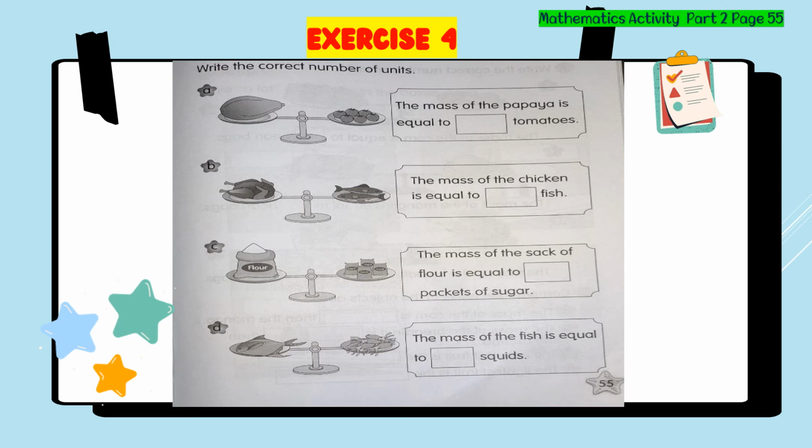Exercise 4, mathematics activity book part 2, page 55. Look at the instruction. Write the correct number of units. The mass of the papaya is equal to 6 tomatoes. The mass of the chicken is equal to 2 fish. The mass of the sack of flour is equal to 4 packets of sugar. And the mass of the fish is equal to 4 squids.